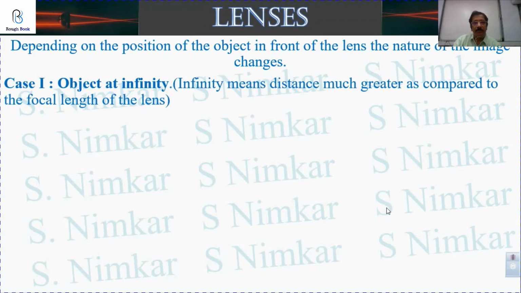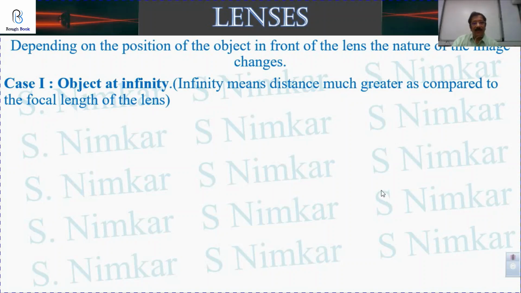But when we say that the object is at infinity, it does not mean the object in space or very far off like stars in the sky. It means that with respect to the focal length, if the distance is much greater, then we consider the object at infinity. For example, if the focal length of the lens is 10 to 15 centimeters, compared to that, if we consider a distance, say 4 to 5 meters, the distance is much greater than the focal length. So we can consider there the object at infinity.